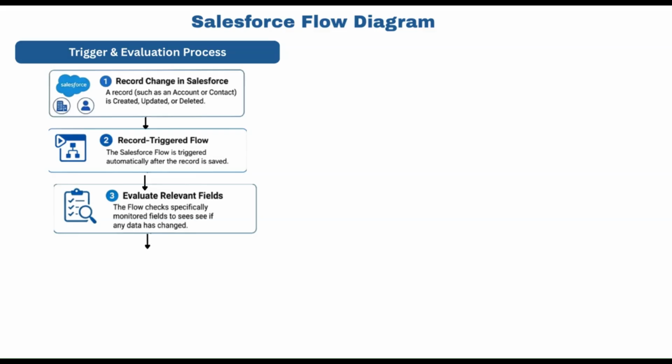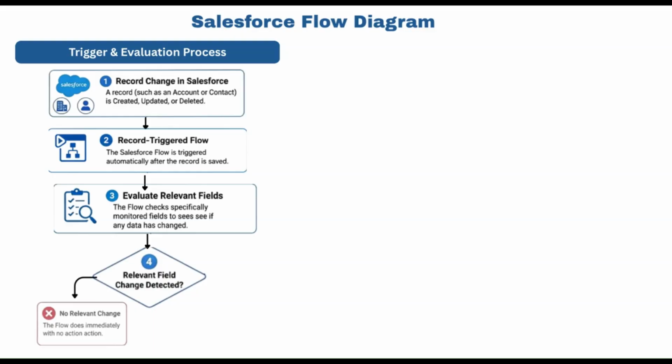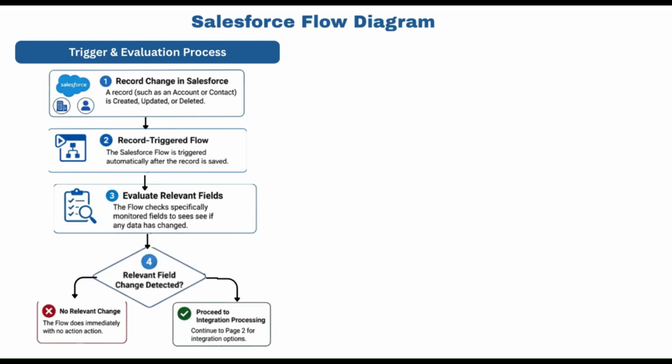Step 4. Evaluate relevant fields. The flow checks whether any relevant fields have changed. If no relevant change, the flow ends immediately without taking any action. If a relevant field change is detected, the flow proceeds to the integration processing stage.